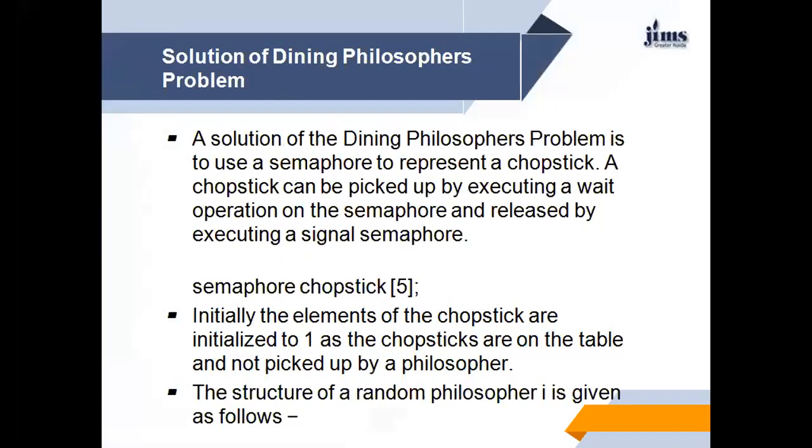A solution of the dining philosopher problem is to use a semaphore to represent a chopstick. A chopstick can be picked up by executing a wait operation on the semaphore and released by executing a signal operation on the semaphore. So let's say semaphore chopstick[5] is an array of 5 elements. Initially, the elements of chopstick are initialized to 1, as the chopsticks are on the table and not picked up by a philosopher. The structure of this is given as follows.